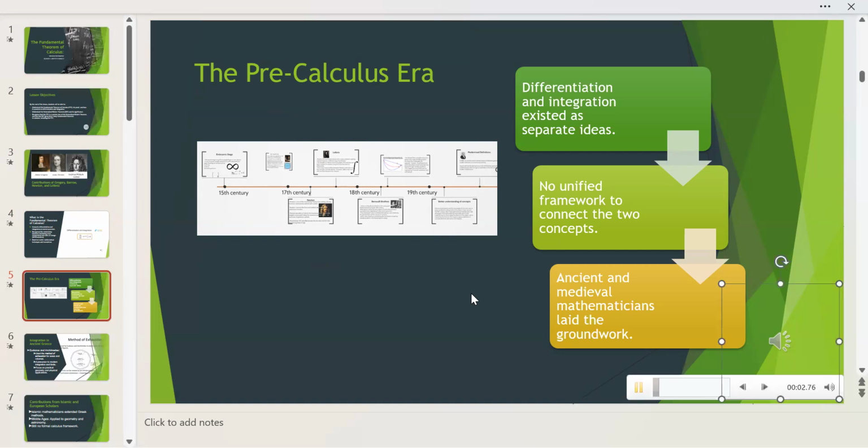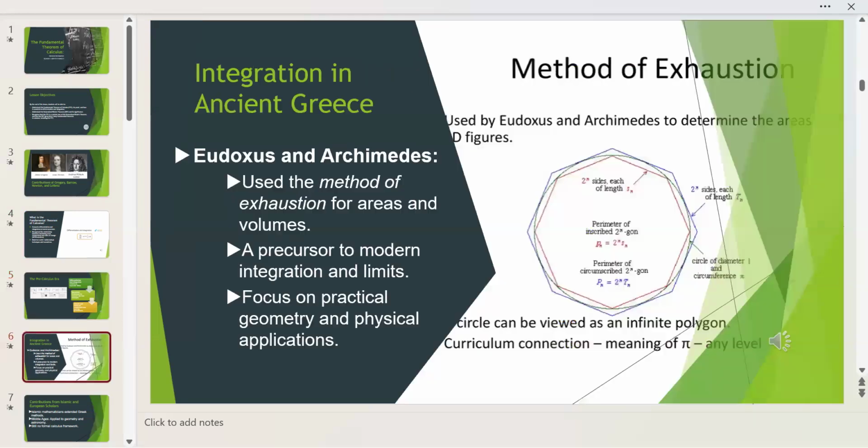So pre-calculus era, before we had calculus, what did we use to measure things? For example, if we're looking for the area under a curve, what did they use? Basically, before calculus, differentiation and integration existed as separate ideas. They were not unified. There was no unified framework to connect the two concepts. And ancient and medieval mathematicians laid the groundwork that we have today.